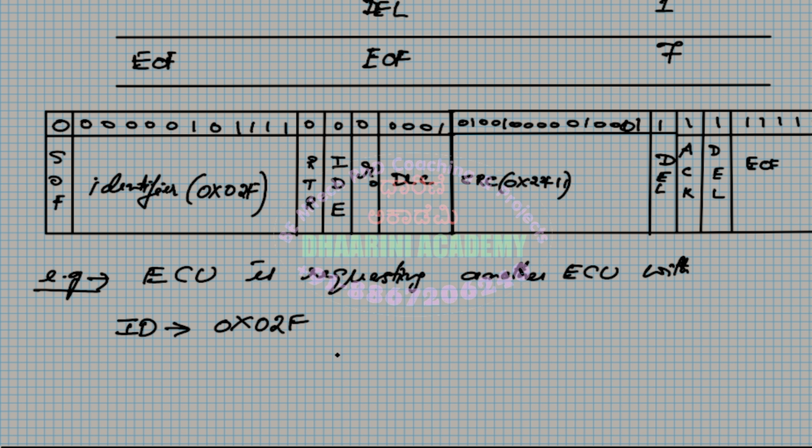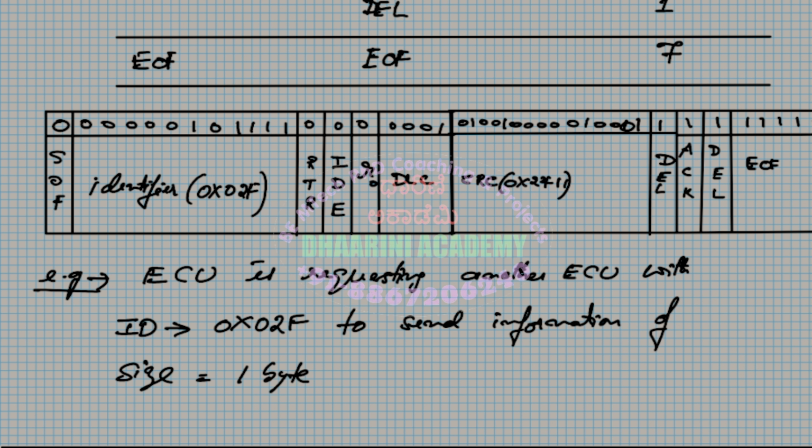You are requesting this particular ECU to send information. Again, you are saying what is the length of your frame: send the information of size equal to 1 byte. So how do you identify that it is 1 byte? I'll tell you. Whatever you have written here, this is the size part. Size equal to 1 byte, I decide by this.